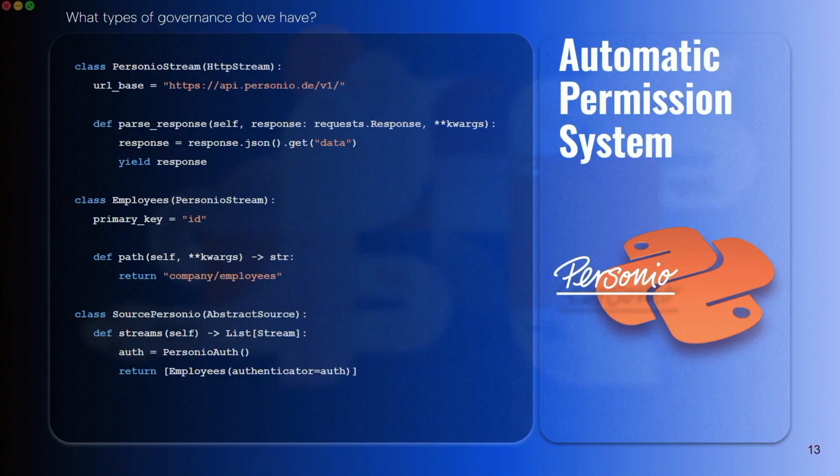And more or less how it looks like, we have the URL base. Personio has a v2 already. We are still using v1 for reasons. It doesn't matter. But yeah, so we have the Personio stream. And then we just parse the response according to our expectations. And then we have the employees class that actually inherits from the Personio stream. And we have the specific path for the employee, so company employees, right? And then we have the final abstraction of the Personio source, which is the combination of the authentication to Personio and all of the endpoints that we need. And specifically, we only use the employees endpoint.